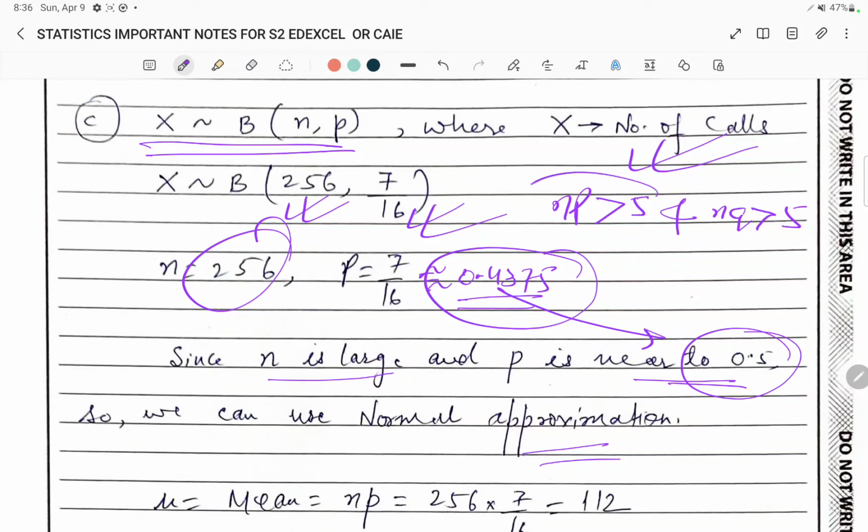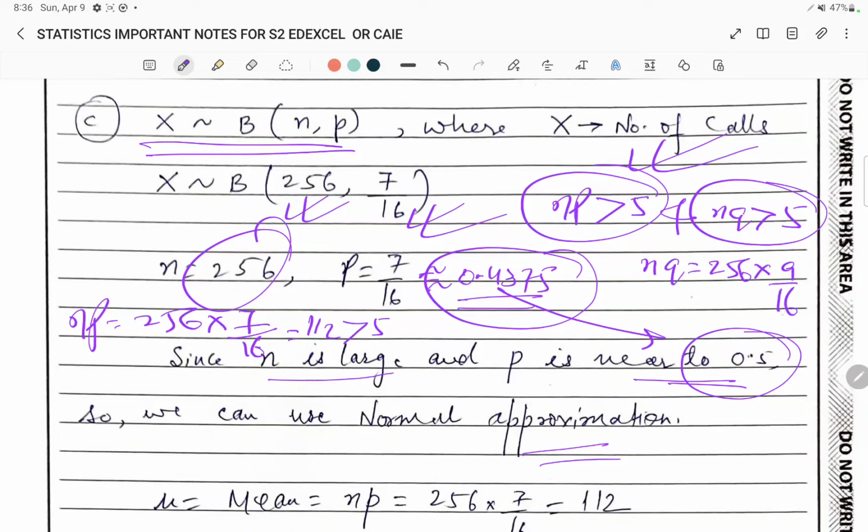So basically I prefer this one: NP is greater than 5 and NQ is greater than 5. So let's check what NP is. Can we find NP, guys? 256 times 7 over 16, which is 112, which is greater than 5, but it is not enough. We have to find NQ as well. So NQ is 256 times 9 over 16.